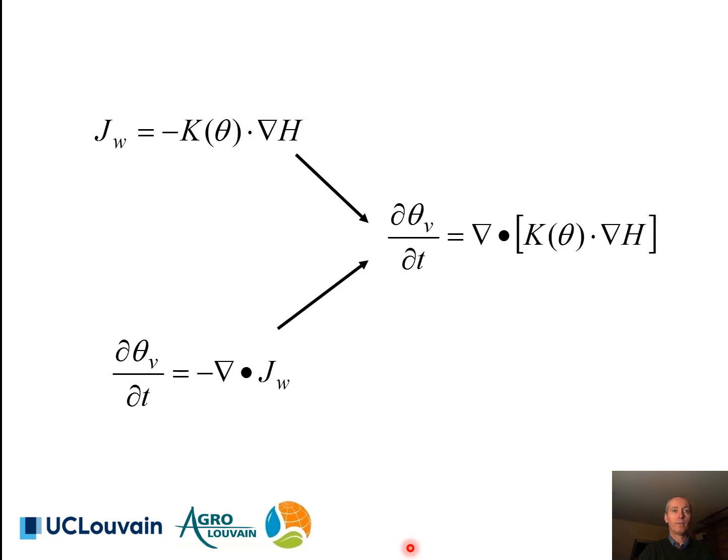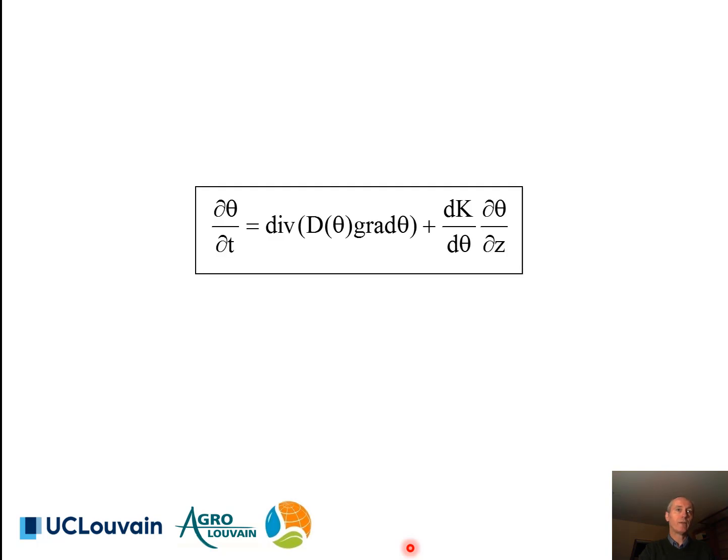Let's refresh our memory and recall the governing flow equation. To obtain our flow equation, we combine the Darcy flow equation with the mass conservation equation. Expressed in terms of volumetric soil water content, the flow equation is referred to as the Fokker-Planck equation, and it is expressed in the form of a nonlinear second-order differential equation. For practical applications, we need to integrate this equation.